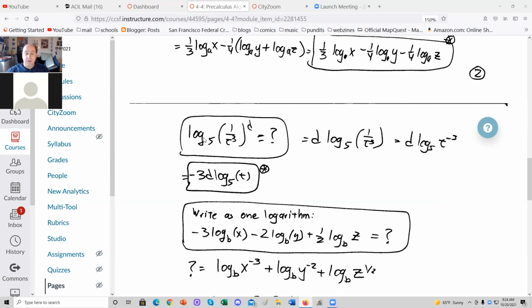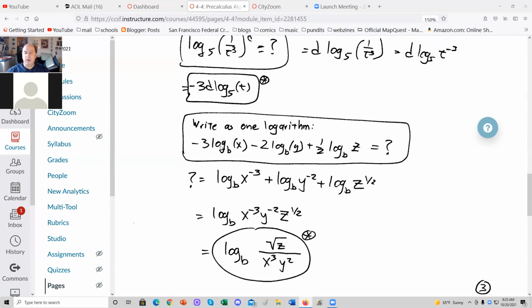Here's log base 5 of 1 over t cubed to the d power. What's that? Well, out comes a d, log base 5 of 1 over t cubed. Write this as t to the negative third, d log base 5 of t to the negative third. Bring out the negative 3 and you get negative 3d log base 5 of t.